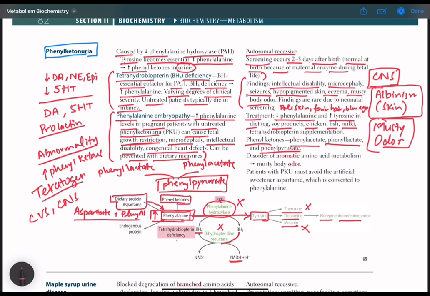Tetrahydrobiopterin supplementation is also given to ramp up the remaining phenylalanine hydroxylase activity. It is a disorder of aromatic amino acid metabolism, giving the body a musty odor. Patients with phenylketonuria must avoid the artificial sweetener aspartame, which is converted into phenylalanine. As I mentioned at the start, aspartame consists of aspartate as well as phenylalanine, and this phenylalanine present in aspartame can worsen the condition of phenylketonuria. So this was all about phenylketonuria.